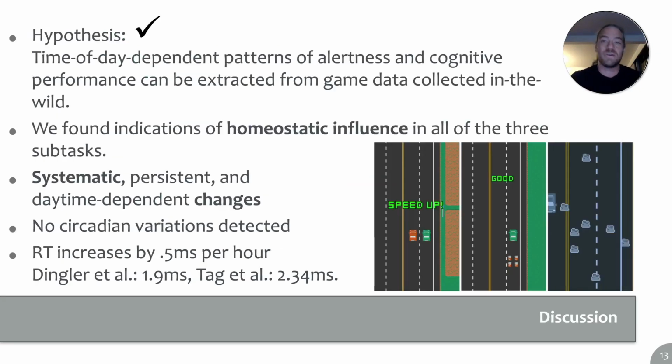So we were able to show our hypothesis that time of day dependent patterns of alertness and cognitive performance can indeed be extracted from game data collected in the wild, as we found indications of the homeostatic process in all of those 3 subtasks. So basically there are systematic persistent changes throughout the day in alertness that can be detected by a statistical model. It didn't detect any circadian variations. I guess we need more data for that to really show that.